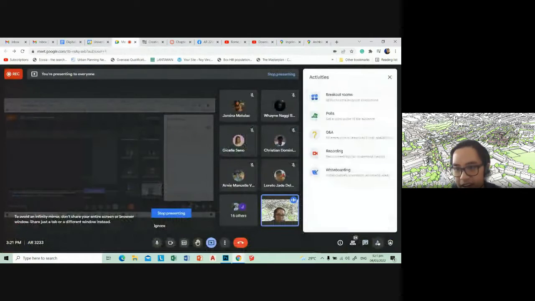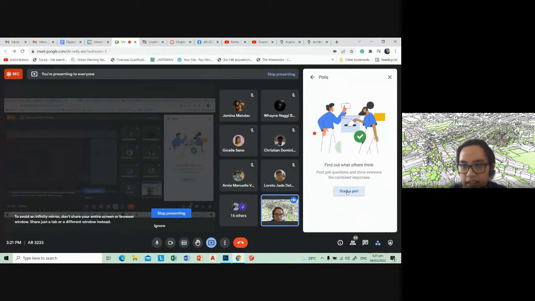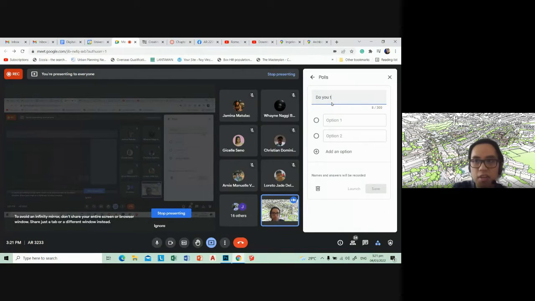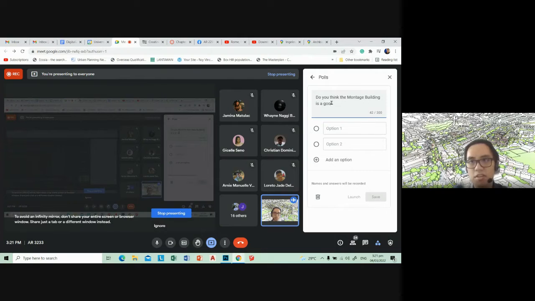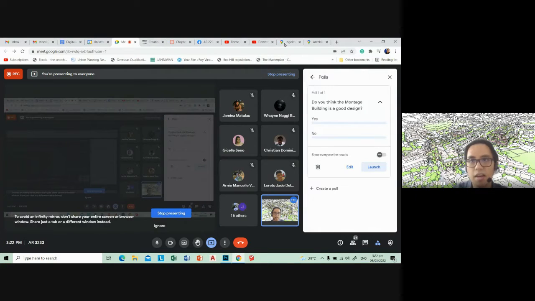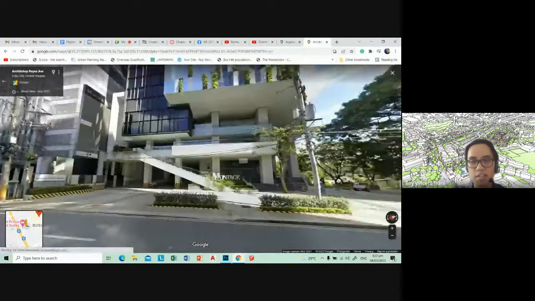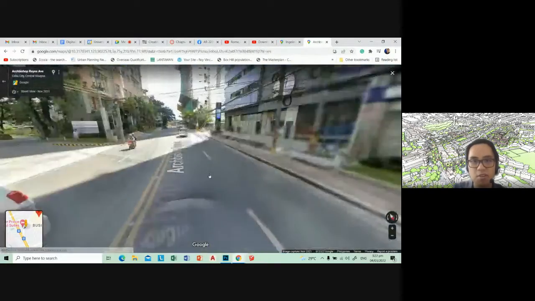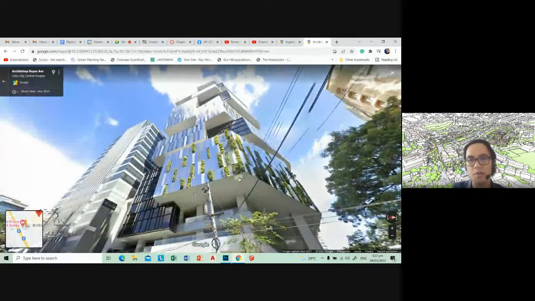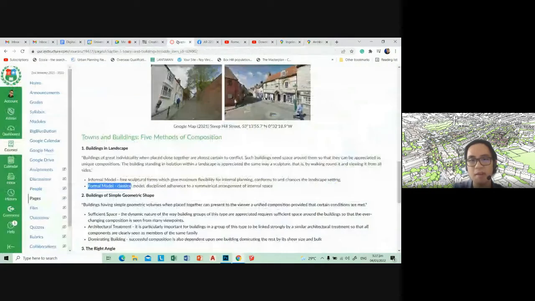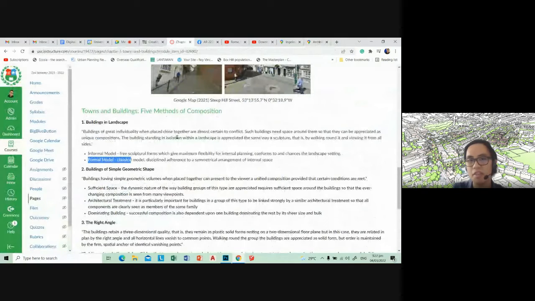Oh wait, I can now use a poll. Do you think this is a good design or not? Do you think the Montage building is a good design? Let's have yes, and let's have no. I'm leading the discussion towards yes, but you can totally disagree with me. And I'd like to know your reasoning why, because I'm just using this as an example to highlight these methods of composition.